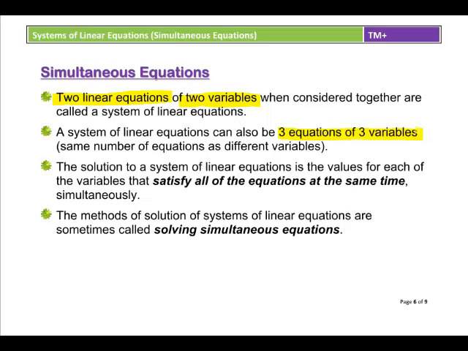Now the solution to a system of linear equations is the values for each of the variables that satisfy all of the equations at the same time, and that's why we call them simultaneous. They all have to work. Sometimes we just say we're solving simultaneous equations. Okay, so the methods of solution of systems of linear equations is just called solving simultaneous equations.